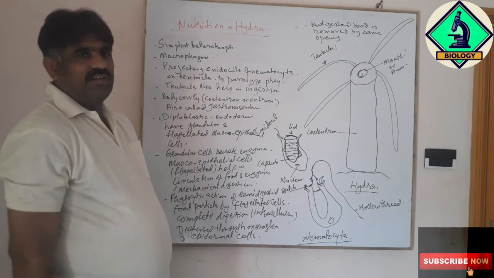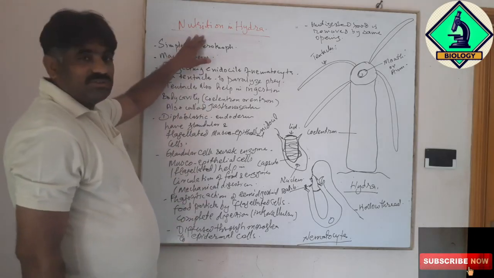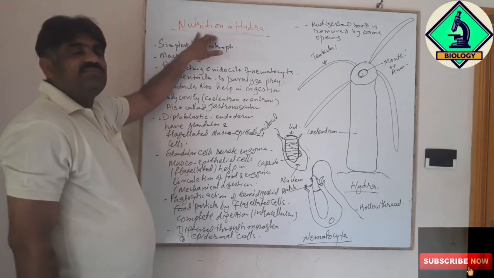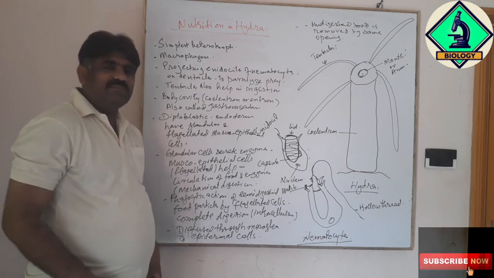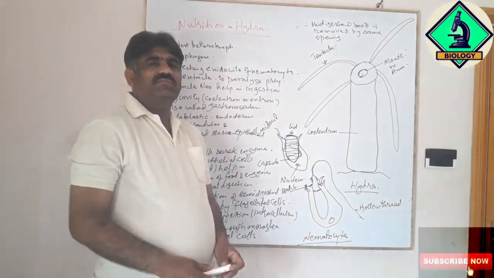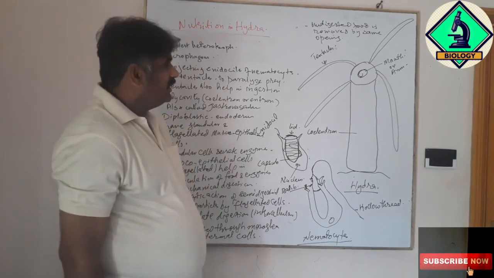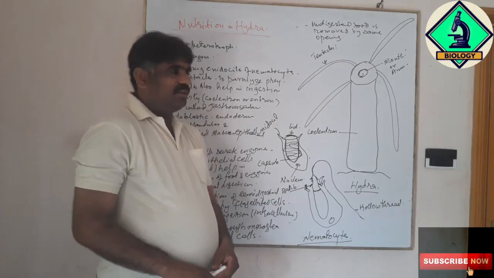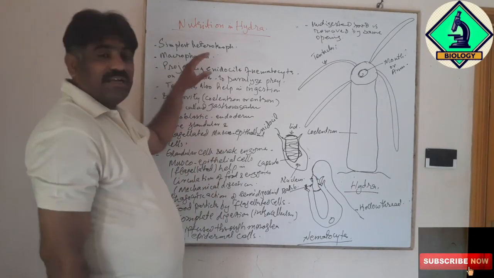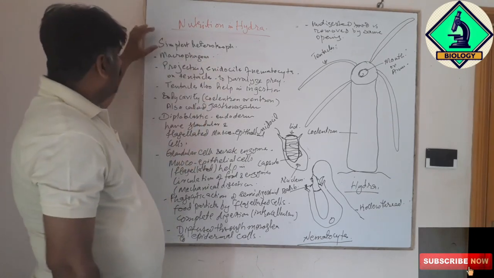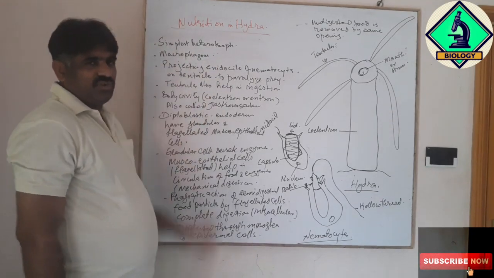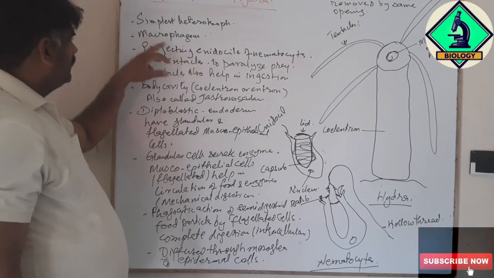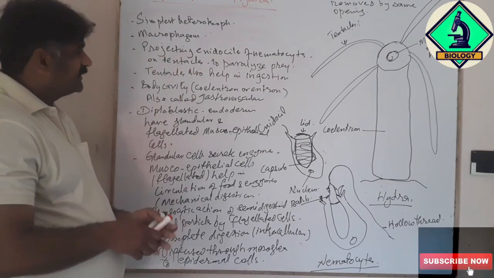Today we are discussing nutrition in Hydra. Hydra, as we know, belongs to phylum Coelenterata or phylum Cnidaria. This is the simplest group of multicellular animals. So they are aquatic and they are also the simplest heterotrophs. Hydra, if we see, is called macrophagous.